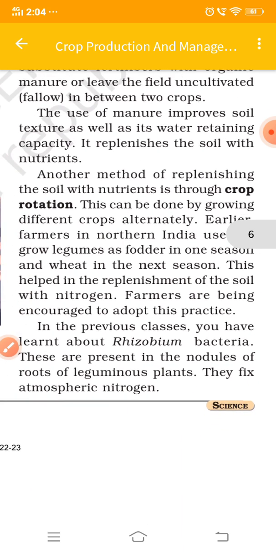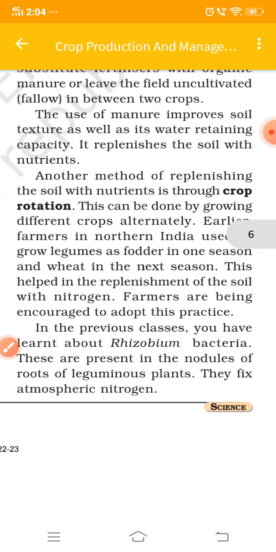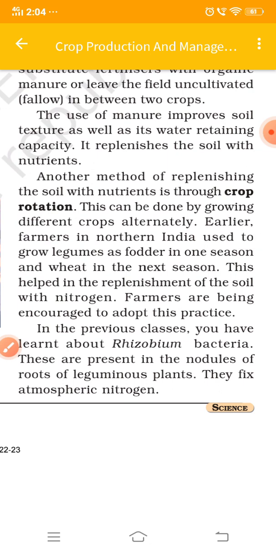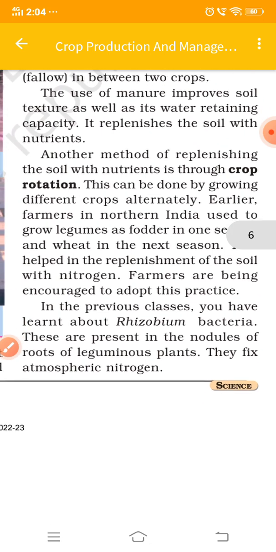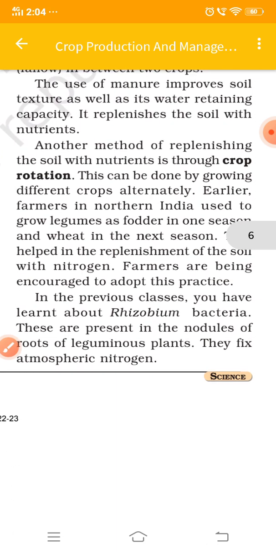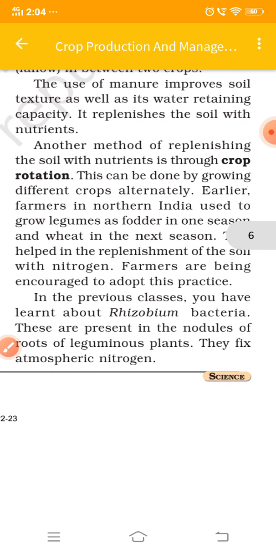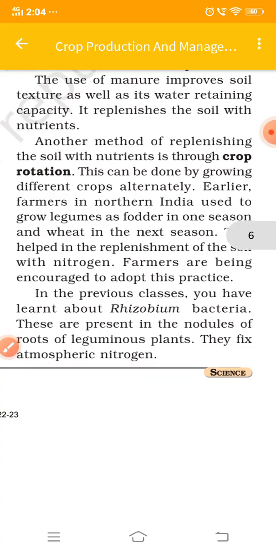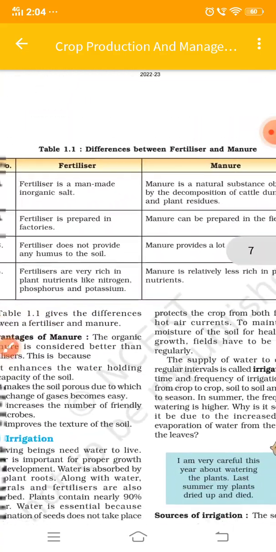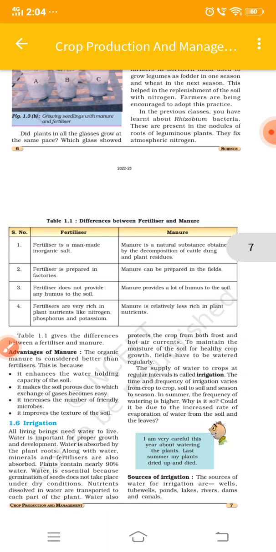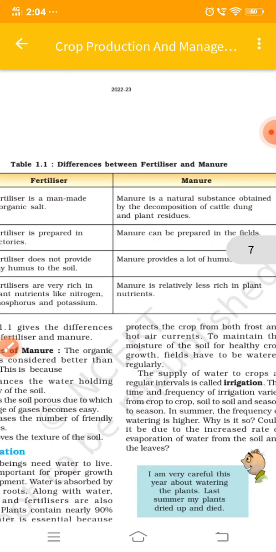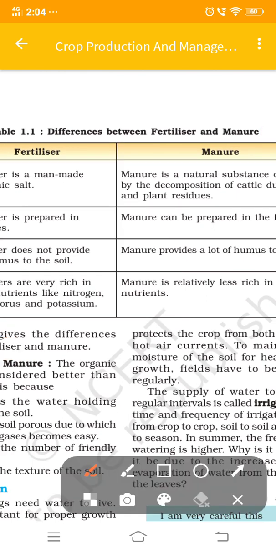In the previous classes you have learned about rhizobium bacteria. I told you about this bacteria, how it converts the nitrogen into soluble form, right? So see, these are present in nodules of the roots of leguminous plants. They fix atmospheric nitrogen. Now here is the difference between fertilizer and manure. Just go through it.